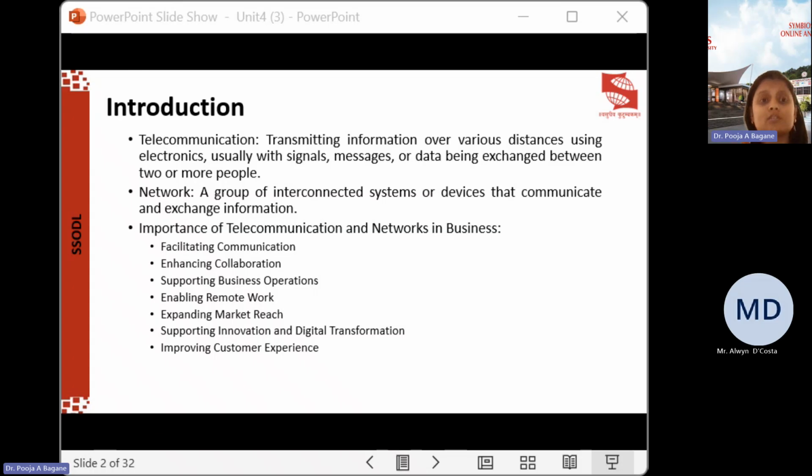Then there is improved customer experience. So we can say that because of the telecommunication network, businesses provide a seamless and personalized experience to their customers, because there are various channels like websites, mobile apps, and customer service portals. Because of these channels, the customer will be satisfied. So access to real-time information and efficient communication channels enhance customer satisfaction as well as loyalty.